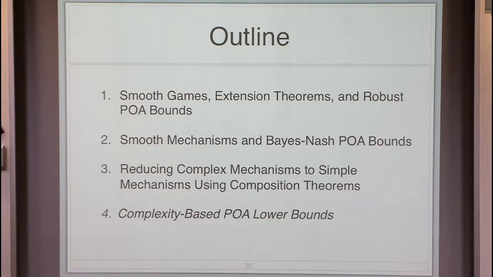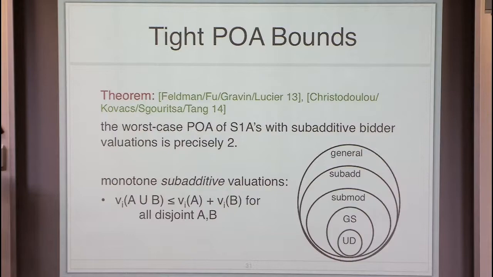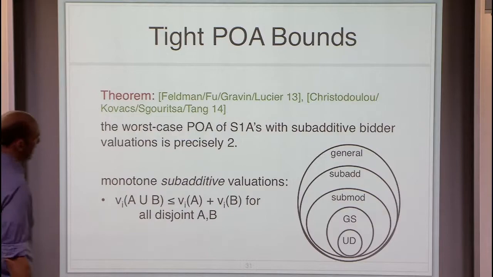Let me motivate this discussion with one example. There's lots of examples where we know tight bounds of the price of anarchy, but let me mention one which is going to be good for my narrative. We're going to stick with simultaneous first price auctions. When I write SFPA, I mean simultaneous first price auctions. But I'm going to look at more general valuation classes than in the previous part. We were looking at unit demand, I mentioned it extended to submodular, and let's actually just for fun think about subadditive valuations.